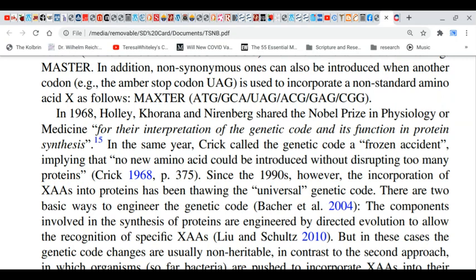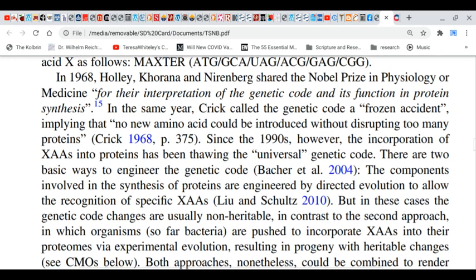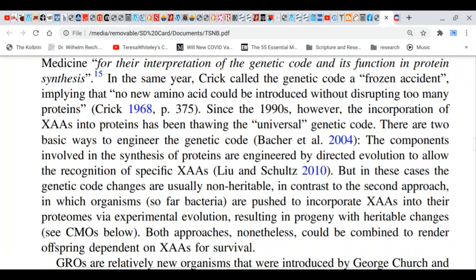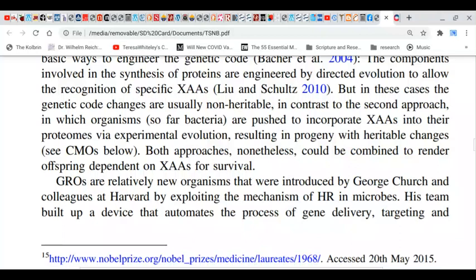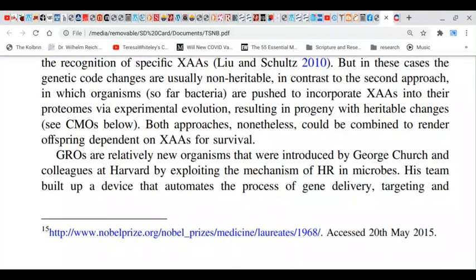There are two basic ways to engineer the genetic code. The components involved in the synthesis of proteins are engineered by directed evolution to allow the recognition of specific XAAs. But in these cases, the genetic code changes are usually non-heritable, in contrast to the second approach, in which organisms, so far bacteria, are pushed to incorporate XAAs into their proteomes via experimental evolution, resulting in progeny with heritable changes. Both approaches, nonetheless, could be combined to render offspring dependent on XAAs for survival.